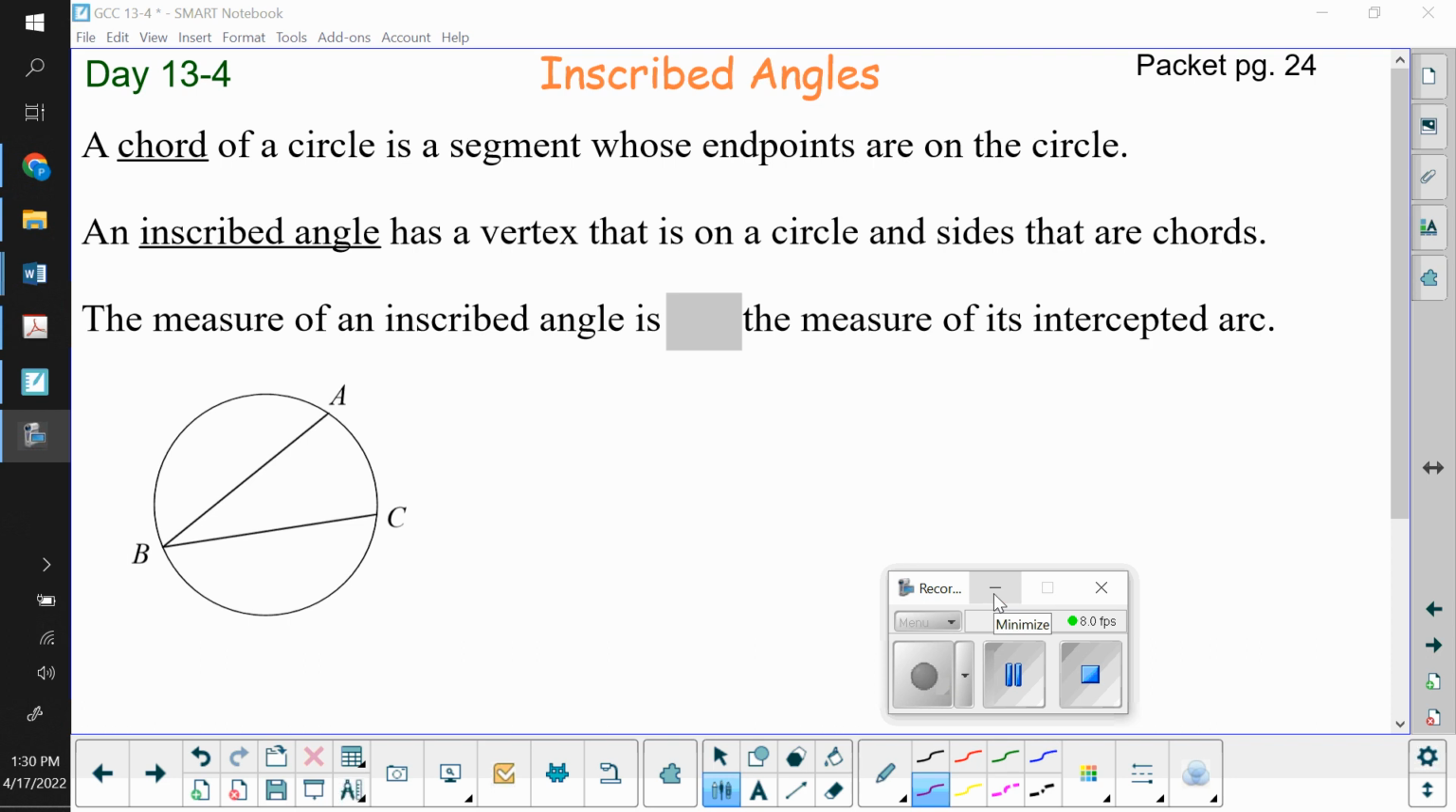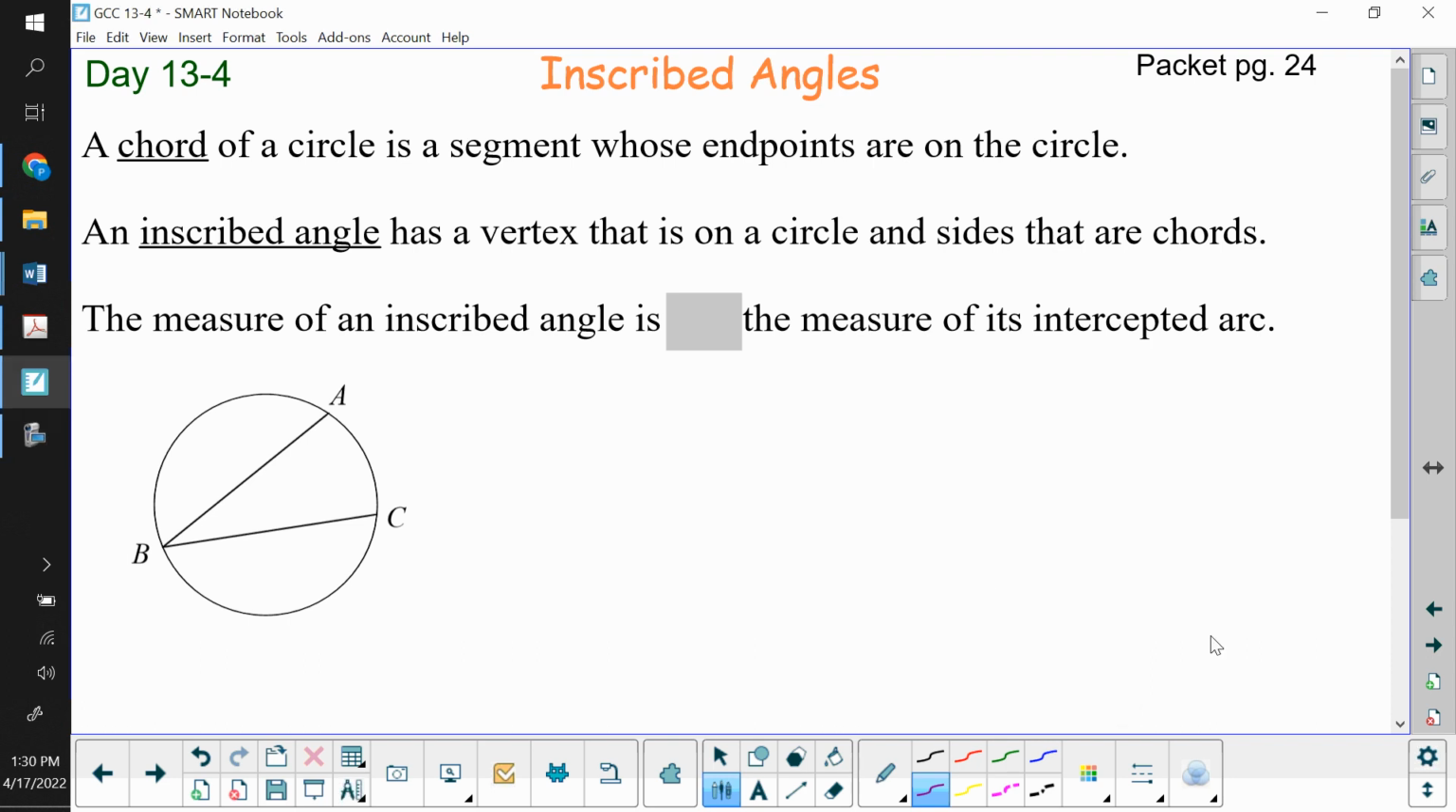So let's flip over to 24. Our main new thing today is to look at inscribed angles. So first off, a couple vocab words. A chord is any segment whose endpoints are on the circle. So in that picture there, both AB and BC would be considered chords because they're line segments whose endpoints are on the circle.